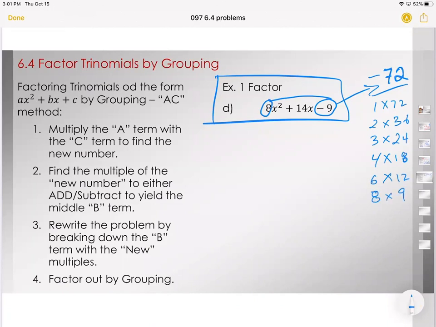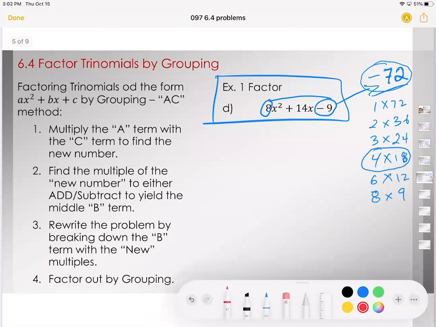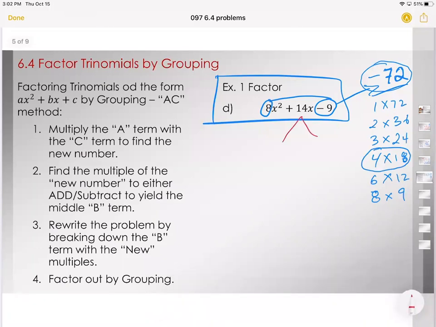So if you were to do this, and again, I would do both ways. Whoever wants to do the AC method, this is what you have. Reminder that we have 72 and the 72 is negative, so we know that we need to subtract. And in order for us to subtract, instead of writing 14, we write 18x minus 4x, because in order to rewrite this problem, we need to break down the middle term.